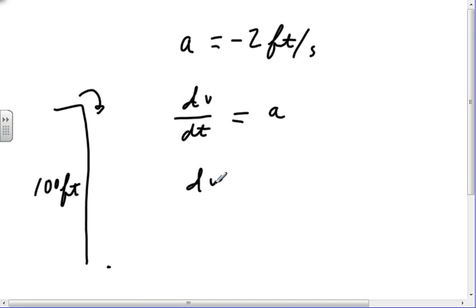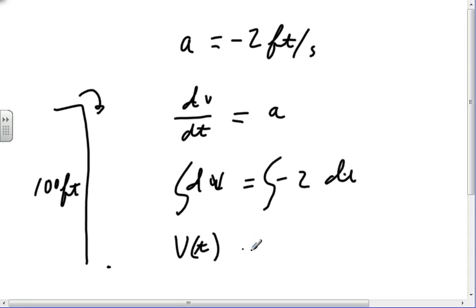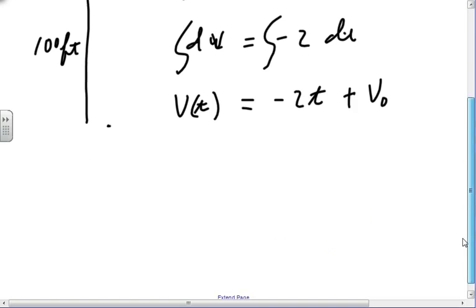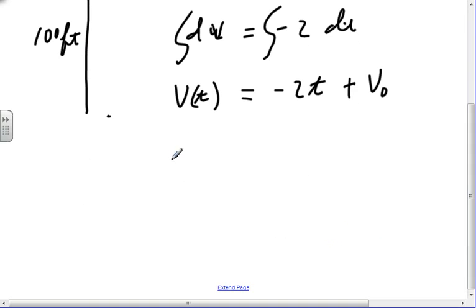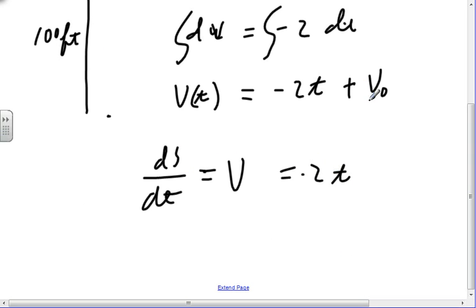I can separate my variables and get minus 2 dt. I can integrate both sides of the equation, and I can get velocity at times t is equal to minus 2t plus some initial condition. Well, if my initial condition before I jumped off the building was 0, then that initial condition is 0. I can say that change in position, change in time is that velocity, which is minus 2t. Initial velocity was 0, so it can go away.